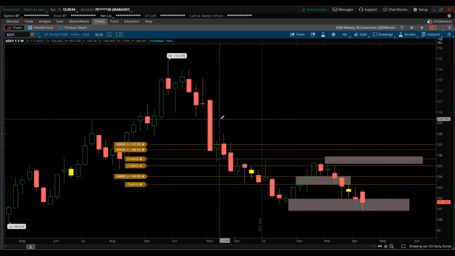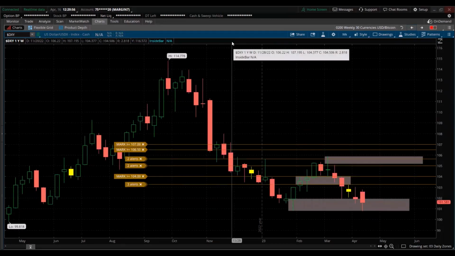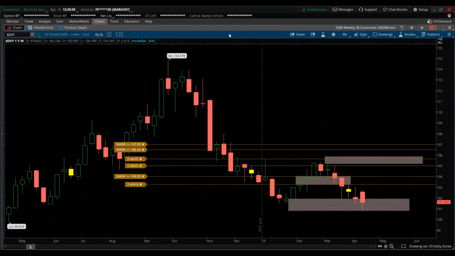Looking here at the US dollar index. US dollar index is comprised of several currencies. The largest weighted currency in it is the euro. The second is the yen. The third is the pound.